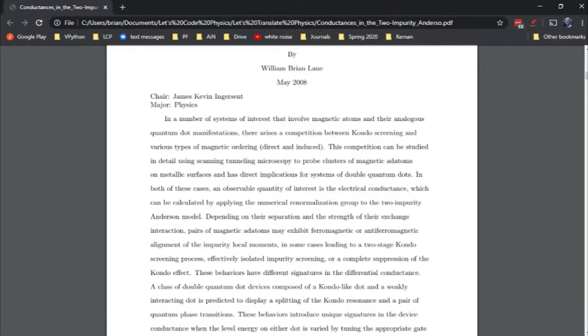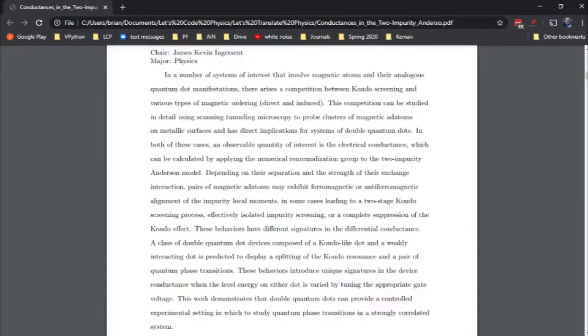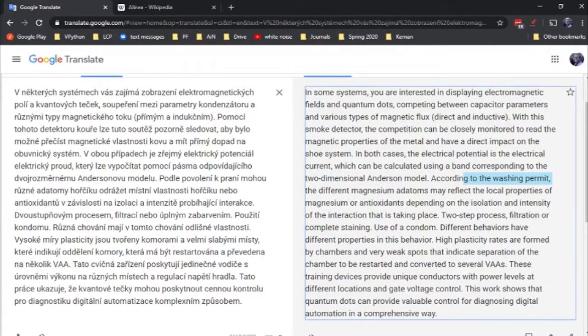What? Depending on their separation and the strength of their exchange interaction. Where did washing permit come from? So I've got smoke detectors, I've got shoes, and I've got washing something that is so big it requires a permit.